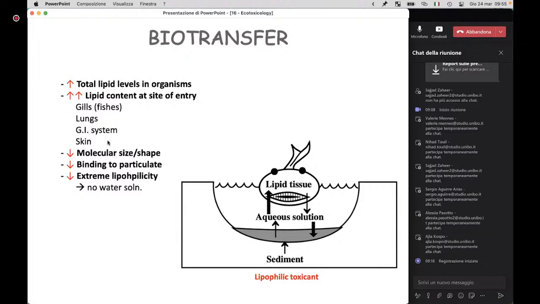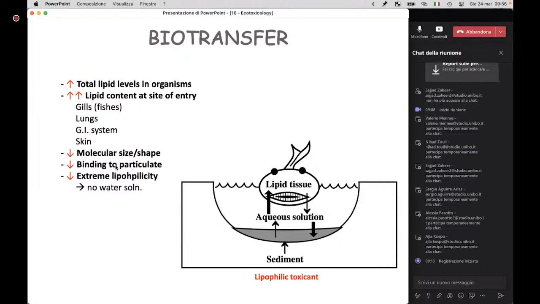Also, the shape of the molecule and its size plays an important role. You may remember when we spoke about microplastics, but this is a general concept. The smaller the molecule and the more spherical it is, the better it penetrates into the tissues through small holes or channels, cell channels within membranes and so on. Of course, in this case we have an inverse relationship between size and penetration. Smaller size means high penetration.